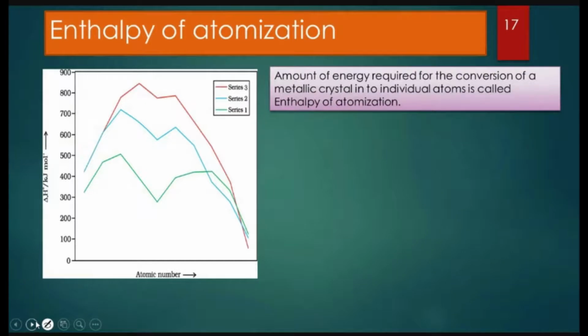The amount of energy required for the conversion of a metallic crystal into individual atoms is called enthalpy of atomization. So I repeat, the amount of energy required for the conversion of a metallic crystal into individual atoms is called enthalpy of atomization. Suppose we have a metallic crystal like this.